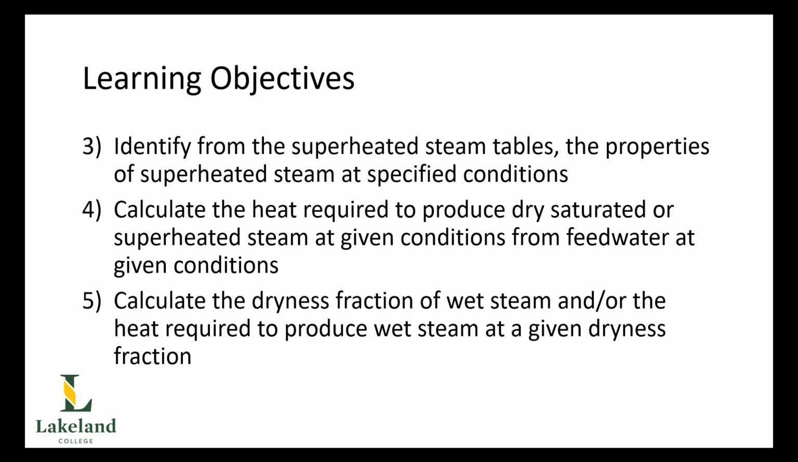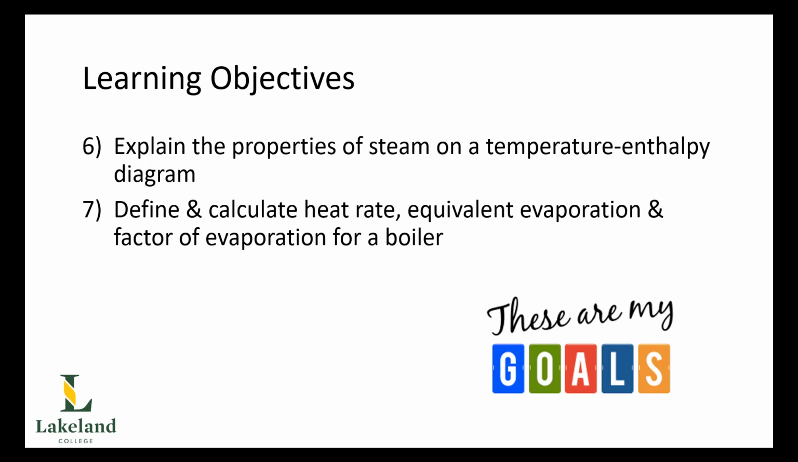4, calculate the heat required to produce dry saturated or superheated steam at given conditions from feed water at given conditions. 5, calculate the dryness fraction of wet steam and/or the heat required to produce wet steam at a given dryness fraction. Objective 6, explain the properties of steam on a temperature enthalpy diagram. And finally, for objective 7, define and calculate heat rate, equivalent evaporation, and factor of evaporation for a boiler.